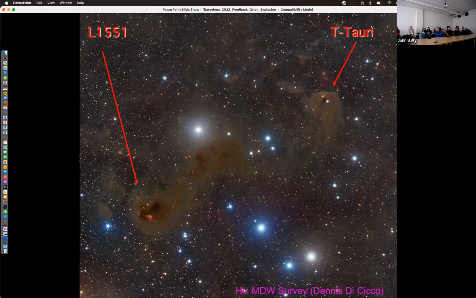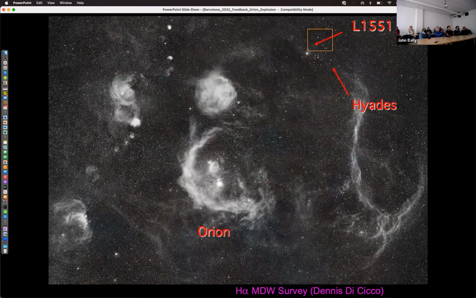Orion has had a huge influence, even in the Taurus clouds. This is the southern part of Taurus. This whole cloud shows the influence of Orion. And if you don't believe that, just look at this picture. There's L1551, there's Orion. It points like a vector to this region here, where massive stars have been forming.